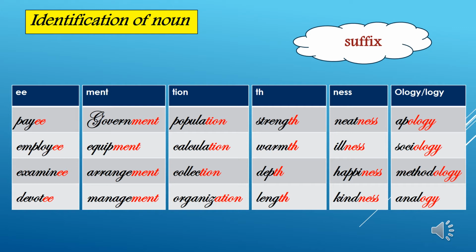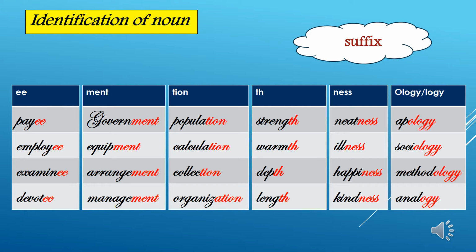How? Look, payee, employee, examinee, devotee. All these words have ee at the end of the word. These are all nouns. Government, equipment, arrangement, management. So, if you find any word with ment at the end of the word, you can say that this is a noun.